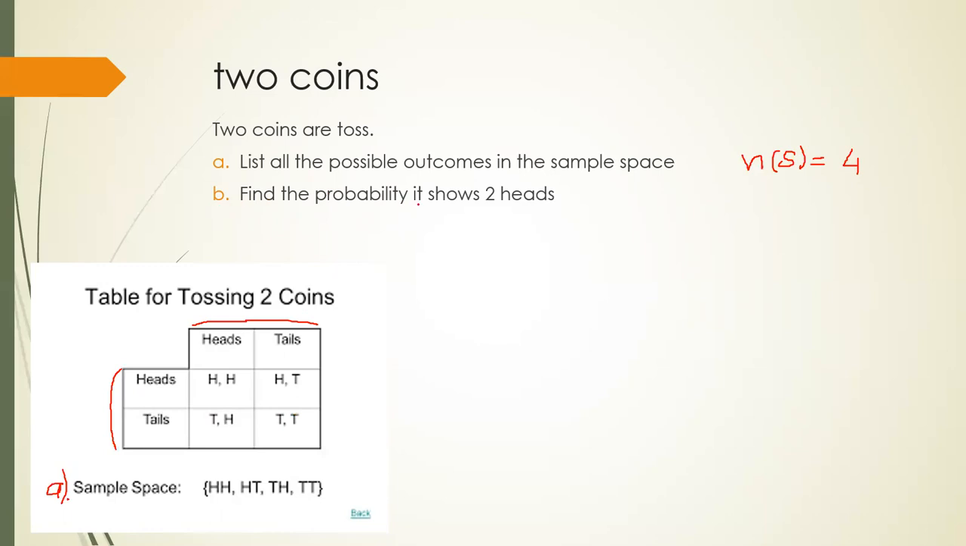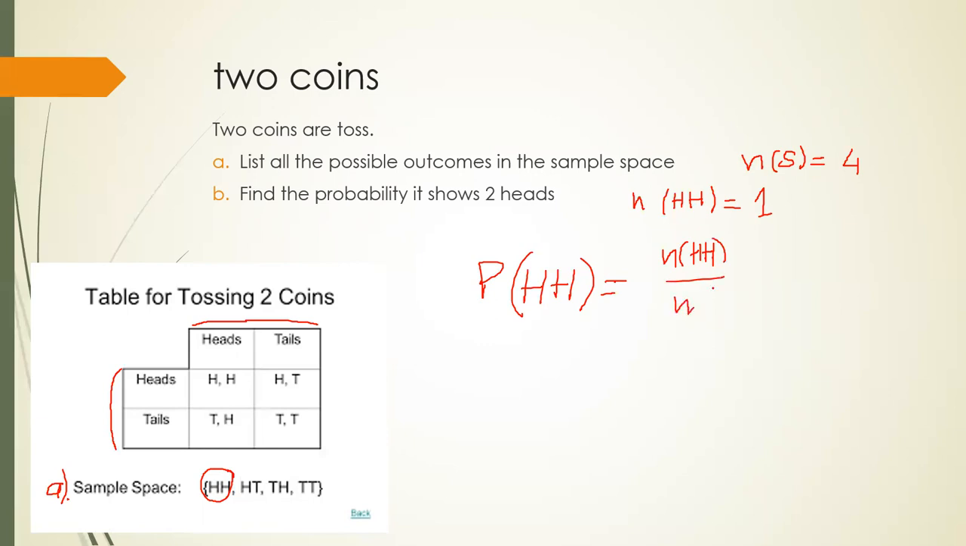Question B, find the probability it shows two heads. We're going to find two heads in this sample space. Which one? This one, two heads. Only one. So it means n(HH) equals 1. So the probability of HH equals n(HH) over n(S), the number of the sample space, which equals 1 over 4, one fourth, a quarter.